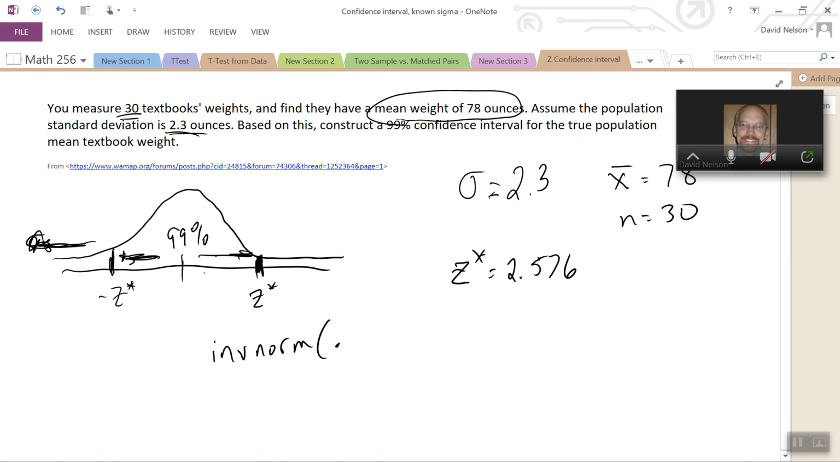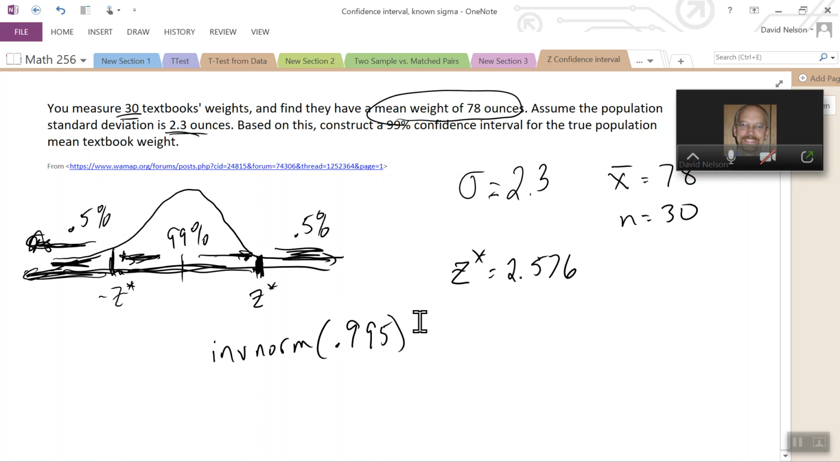That means I've got 1% unaccounted for, and because the normal distribution is nice and symmetric, that 1% is split up evenly: there's going to be 0.5% on this top area, and this bottom area is also going to be 0.5%. So the total area, everything to the left of this z star, is going to be the 99% plus the 0.5% in that bottom tail. So I have to do inverse norm of 0.995.